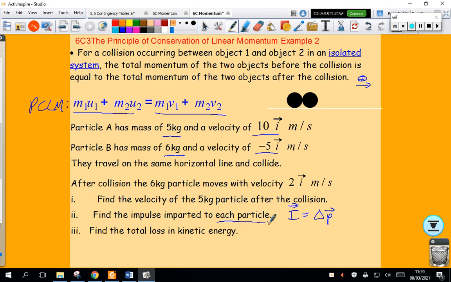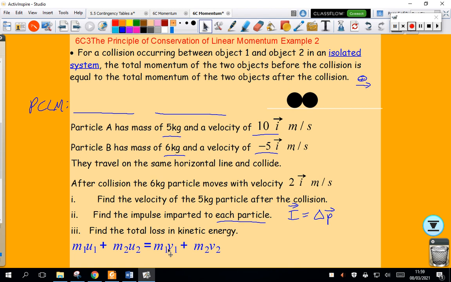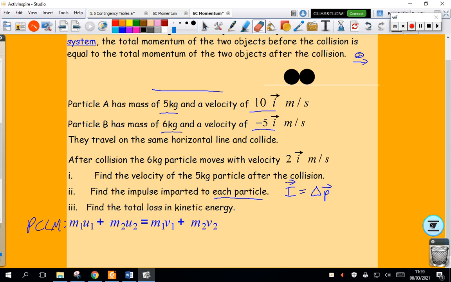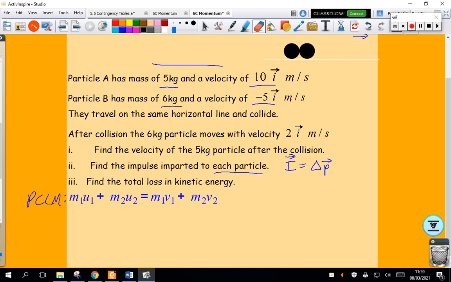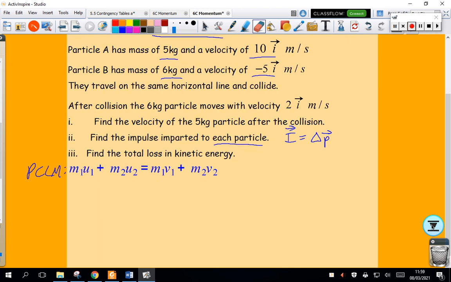Okay, so the first thing I'm going to apply is the principle of conservation of linear momentum, which says, and do write it out, I'm going to cheat a little bit here by just dragging this down and writing it out there. So that's my principle of conservation of linear momentum. It says the total momentum before impact is equal to the total momentum after impact. So all I'm doing here is just substituting in values and solving the equation. So total momentum before is equal to total momentum afterwards.